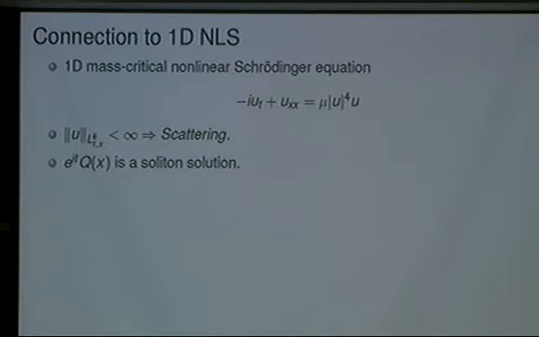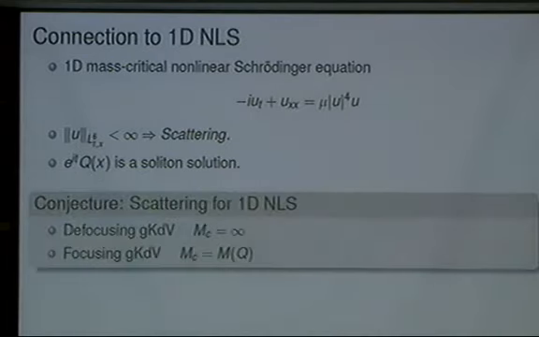Then we still have the same conjecture for the 1D NLS. In the defocusing case, the critical mass is infinite, which means scattering holds true for any data. In the focusing case, scattering holds true when the mass of the data is less than the mass of the soliton.